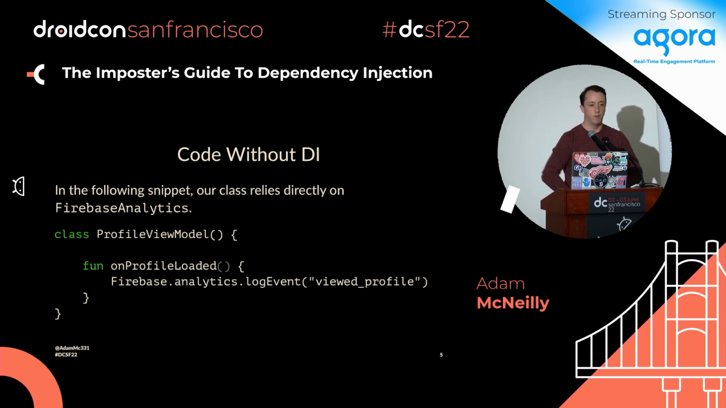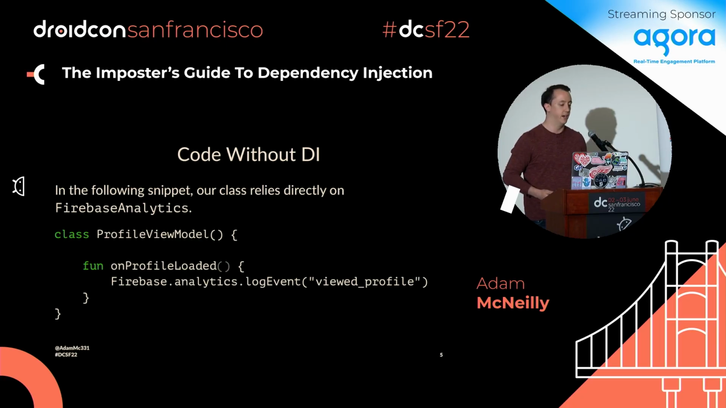Imagine we have a profile view model. This is like the state container of our profile screen. And there's a method in here that's called once a profile is loaded, and we want to make a call to Firebase Analytics to say, hey, we viewed the profile. This is helpful for all sorts of product decisions. I want to know how common is this screen. Maybe I want to see what order they viewed this screen from something else. But the key thing here is that we're calling Firebase Analytics log event directly from the onProfileLoaded function.